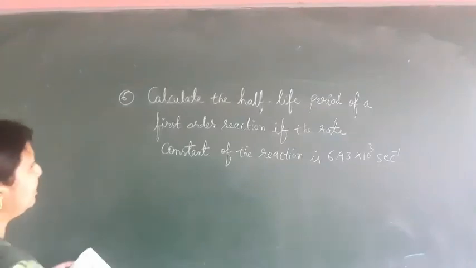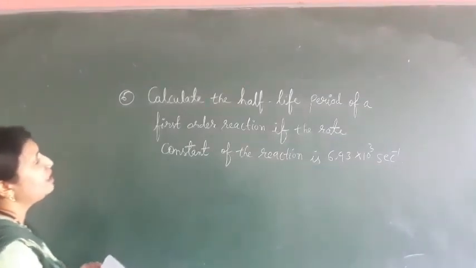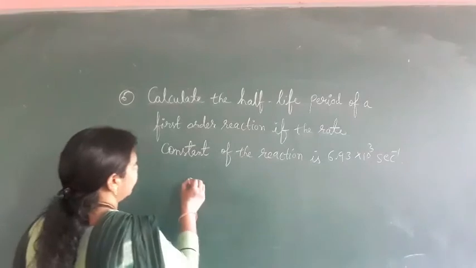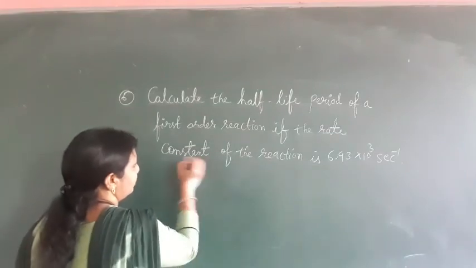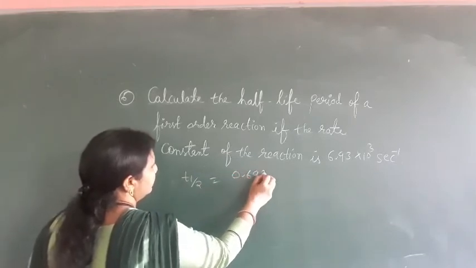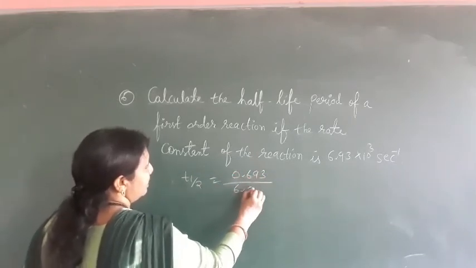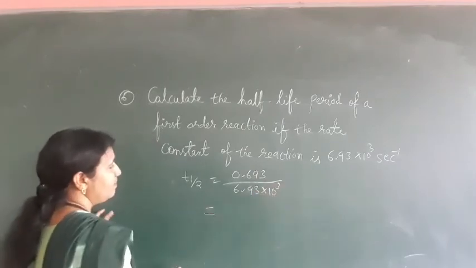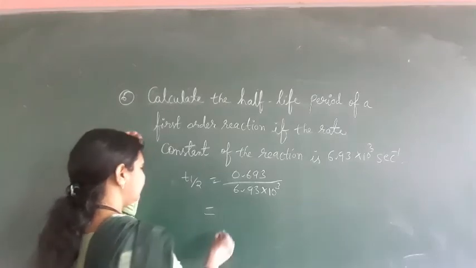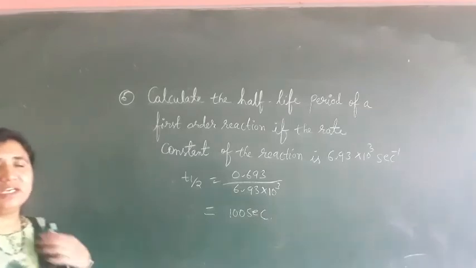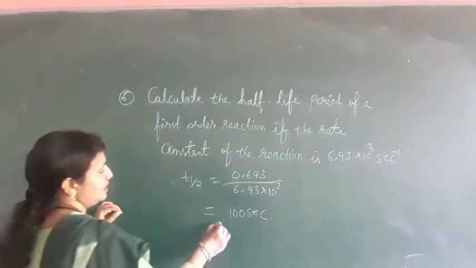Next question: calculate the half-life period of a first order reaction if the rate constant of the reaction is 6.93 into 10 to the power minus 3 per second. Easy. They have asked for t half, so t half is equal to 0.693 divided by 6.93 into 10 to the power minus 3. We get the answer 100 seconds.